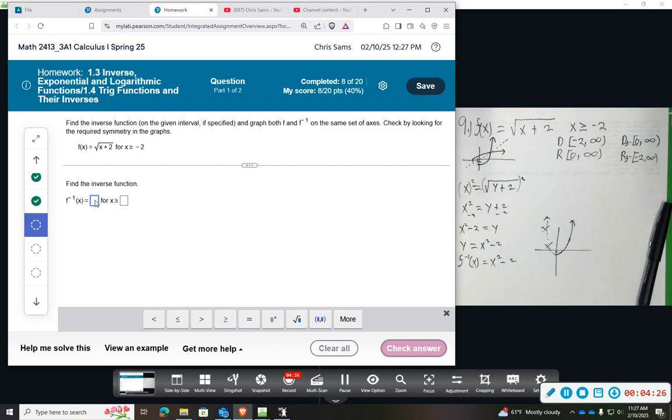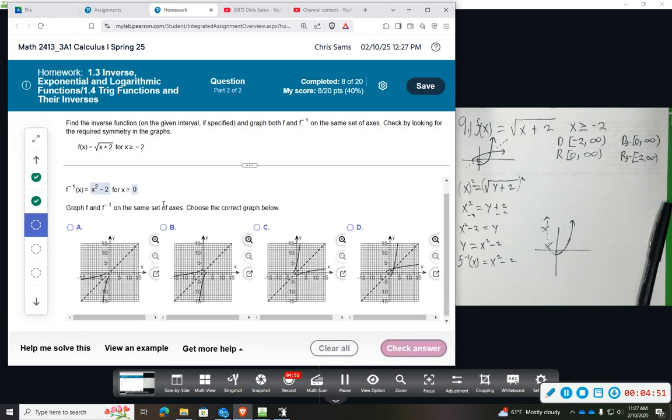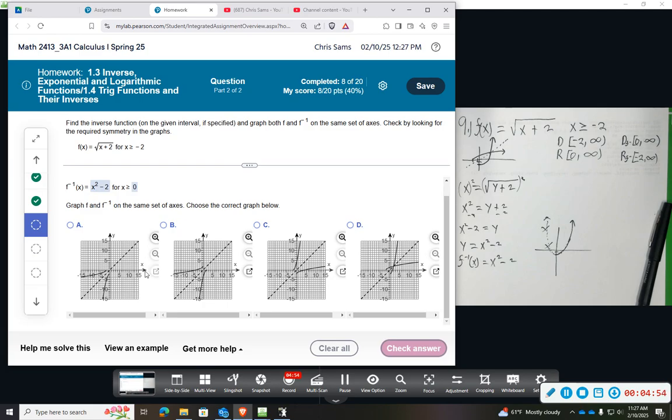So let's check f inverse of x. We get x squared minus 2, and this is for x is greater than 0. That is the domain of the inverse. And then picking out the graph that shows that, D would be the best answer choice there.